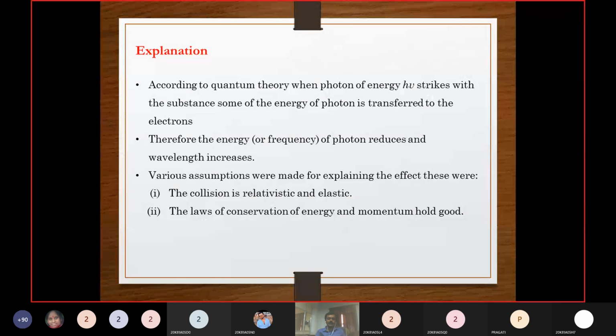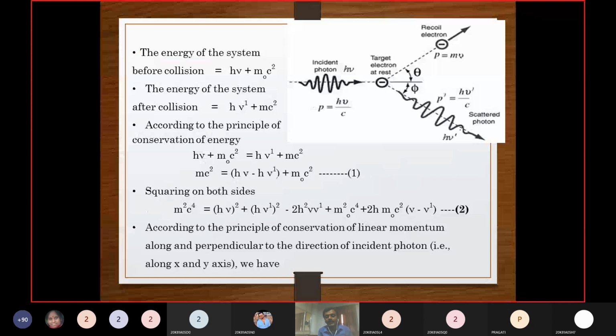Now coming to the incident photon, having a certain energy h nu. So this is the incident photon, and its energy is h nu. What is the momentum of the photon? Generally, the momentum of any particle is P equal to m into v. Here we have taken a photon, so we cannot define the mass of the photon.